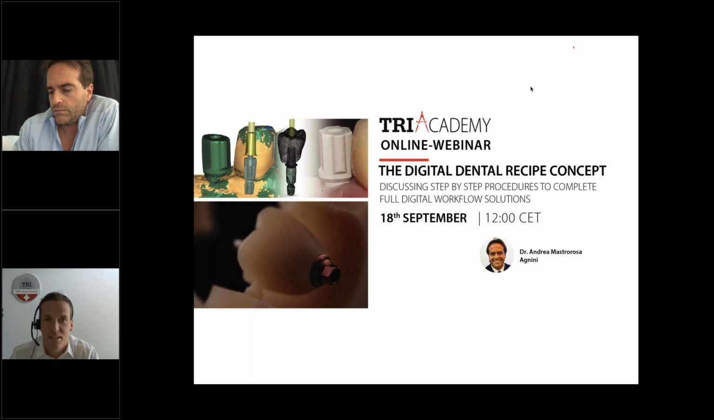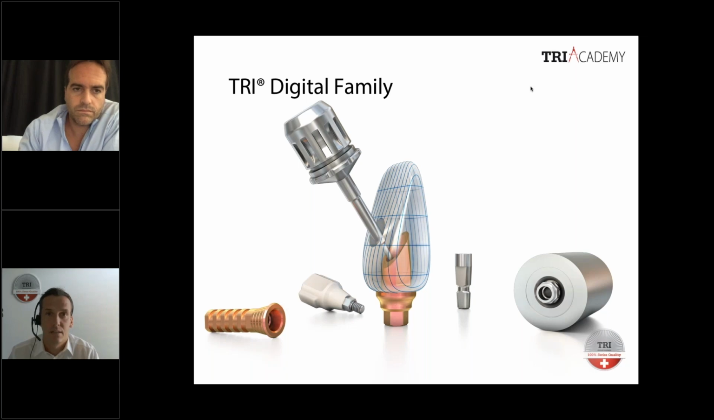So today's topic is a hot topic, the digital dental receipt concept. Before I pass the word to Andrea, I would like to introduce you to some TRI products which are absolutely necessary to do a full digital workflow. And therefore, in the TRI system, we have some unique and special products which allow a clear digital workflow. And here you can see some parts of our digital family.